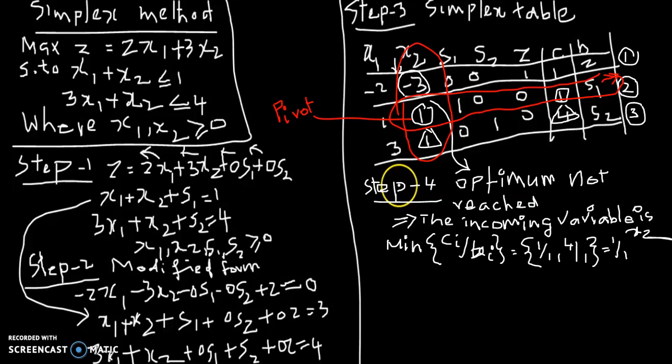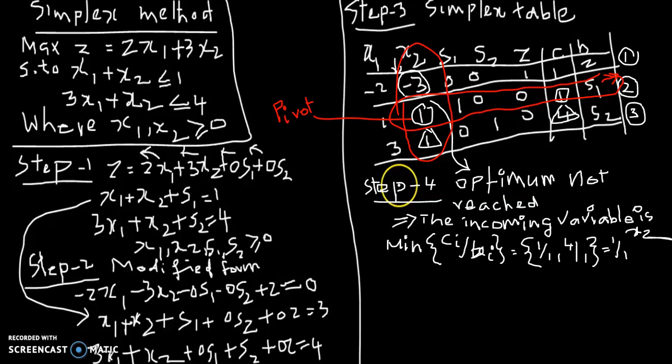Now by using this pivot element, we have to make here 0 and here 0. Okay, that is our next step, which will come in the next simplex table.